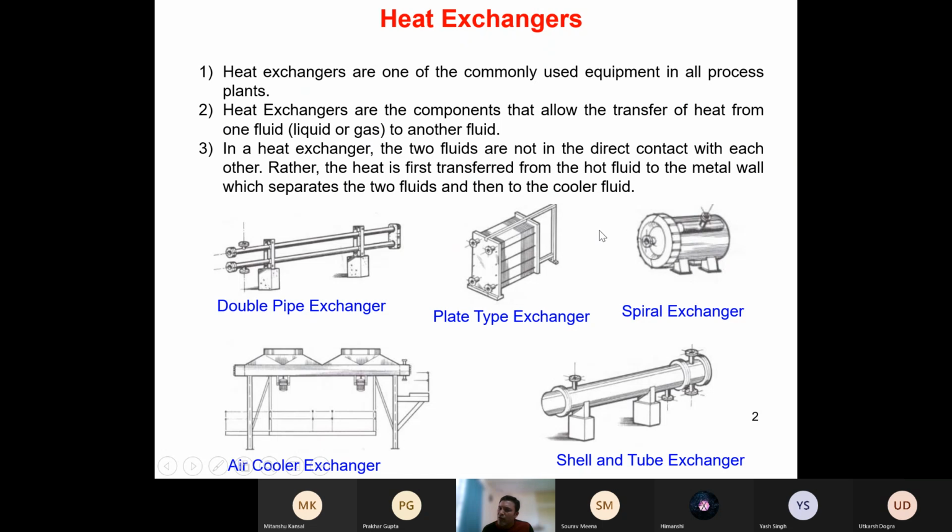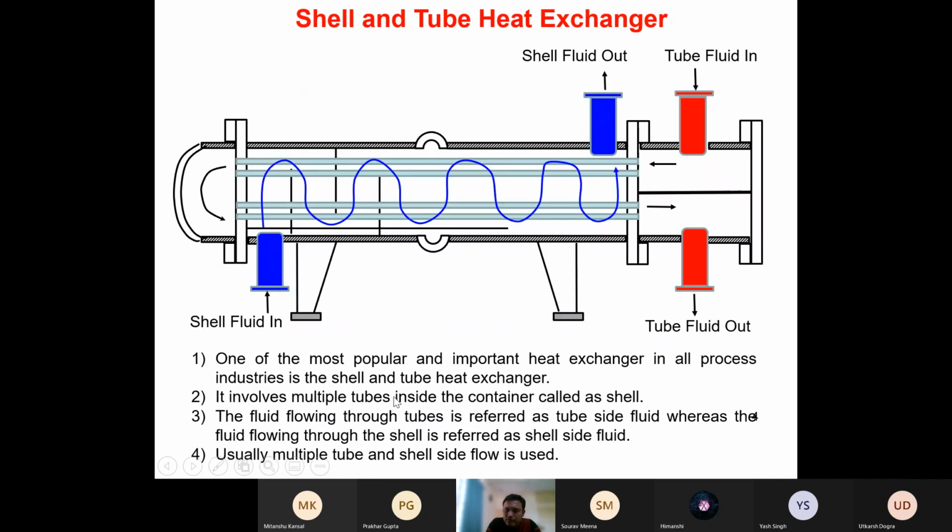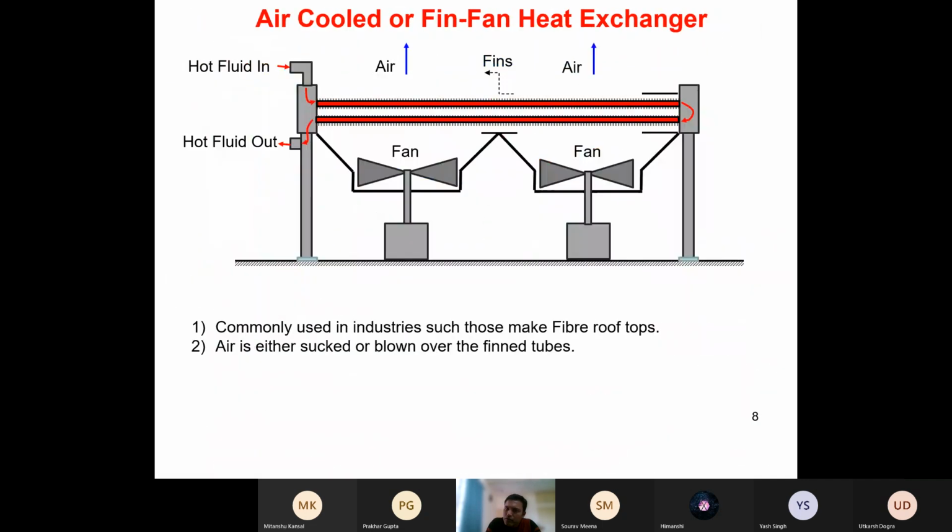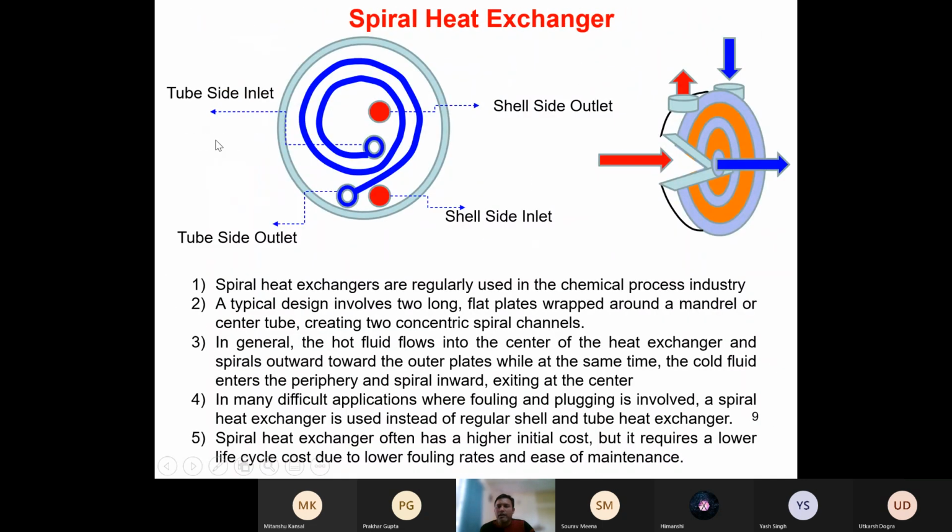Here you can see that from the center the hot fluid is entering, coming out from the periphery. Similarly, the cold fluid comes in from the periphery and comes out from the center, somewhere like this. Okay. This type of heat exchanger is regularly used whenever one of the fluids is fouling.